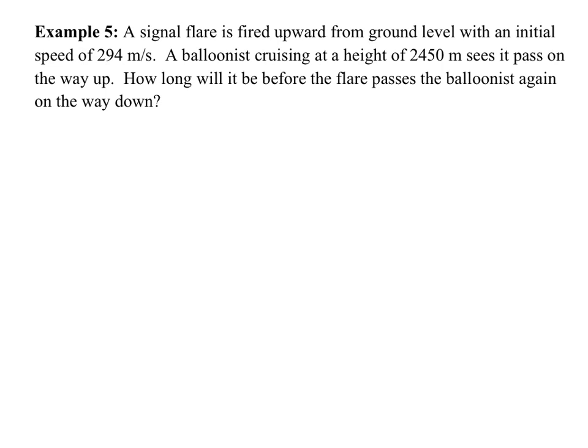A balloonist cruising at a height of 2450 meters sees it pass on the way up. So I need you to visualize. Here's what's happening. Here's the balloonist. Here's the signal flare, launched. It goes up. What happens after it goes up? It has to come back down. So he sees it on the way up. And it says, how long will it be before the flare passes again on the way down? So if we could find the time it takes to get to here, say it takes 3 seconds, and then we find the time it takes to get back to here, it's 5 seconds. How much time elapsed? 2 seconds. So let's figure out those times.